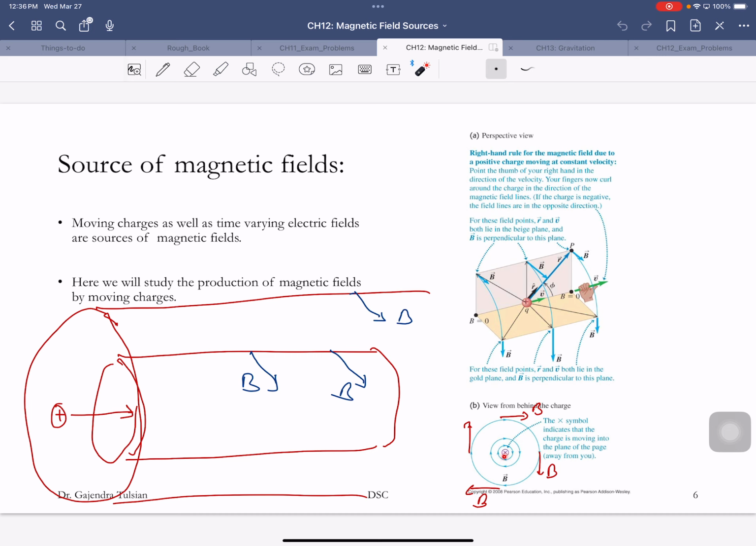What this diagram shows you is, if the charge was going into the plane of the paper, this is showing you an end-on view. If the charge was moving into the plane of the paper, the magnetic fields are in that sense.